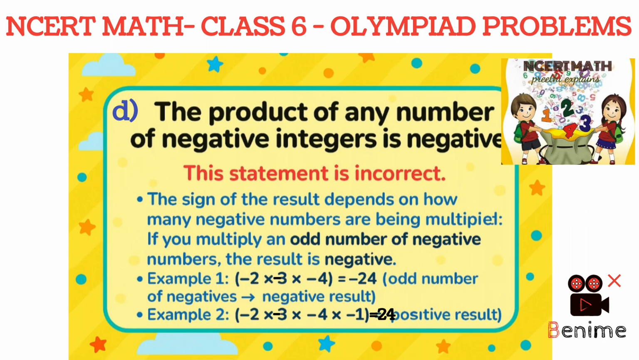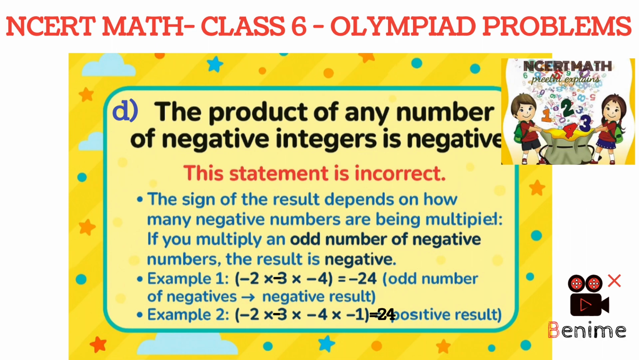Example 2, let us see minus 2 into minus 3 into minus 4 into minus 1. Let us see the problem. Minus 2 into minus 3 is 6, since minus into minus is plus. Then 6 into minus 4: 6 fours are 24, and the sign will be minus 24. Again minus 24 into minus 1 will be 24. Since minus into minus is plus, the result is positive.